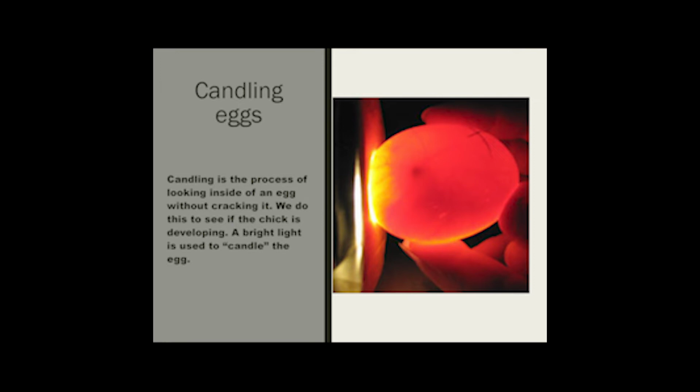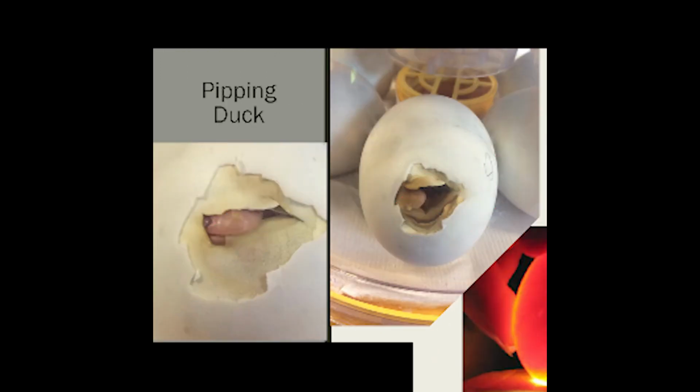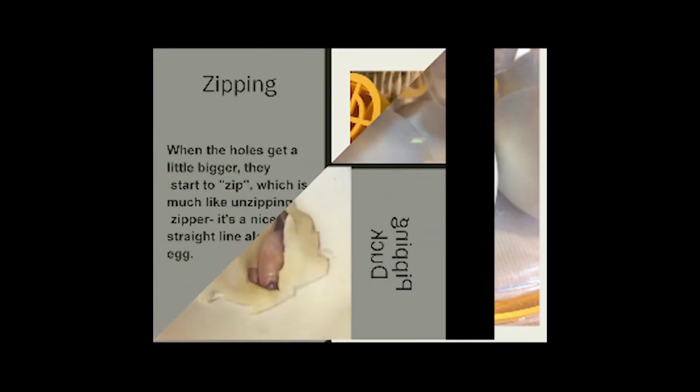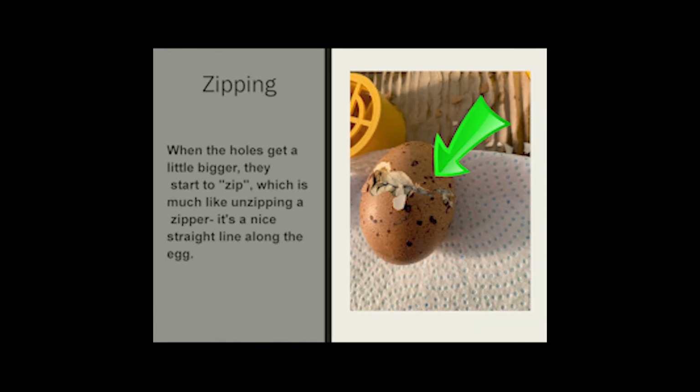So let's go over the process for the first steps of hatching. This is a picture of a pipping duck. The first thing that happens is pipping. Pipping is when the chick, or duckling, uses its egg tooth located on the front of its beak to first puncture the interior shell membrane and then the exterior shell membrane. Then comes zipping. When the holes get a little bigger, they start to zip, which is like unzipping a zipper. It's a nice straight line along the egg. So first step is pipping, second step is zipping.